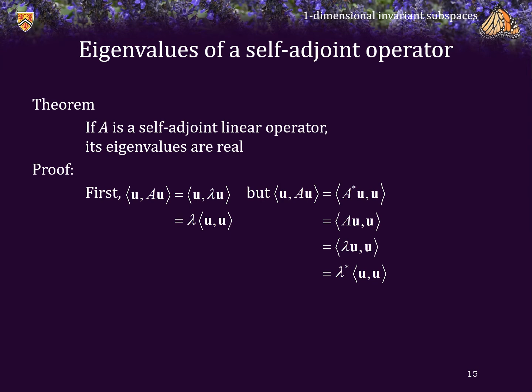Consequently, notice that two items are equal, but lambda equals the complex conjugate of lambda. Therefore, lambda must be real.